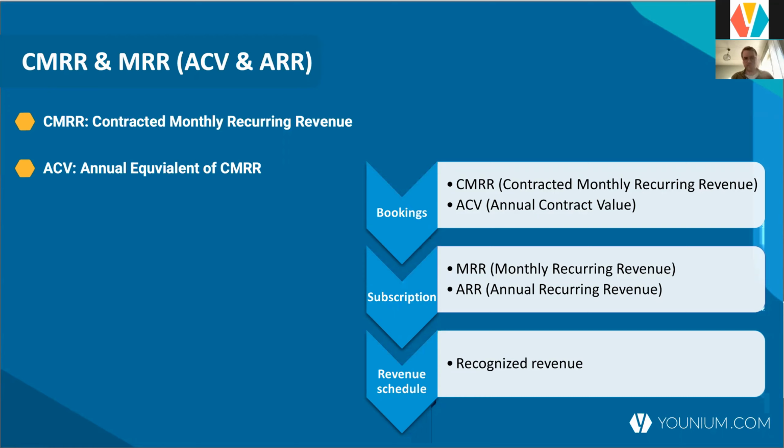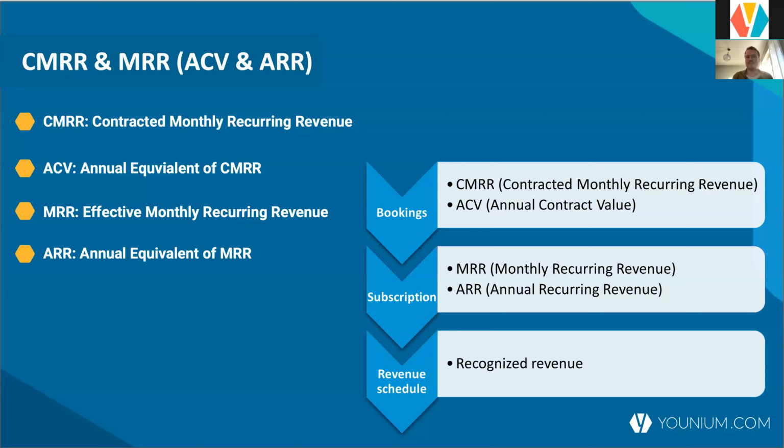And that compared to MRR. MRR is, you can say, the effective monthly recurring revenue, from the point that they will actually effectively start using and paying for our service, right? And the annual equivalent of that is ARR, annual recurring revenue.